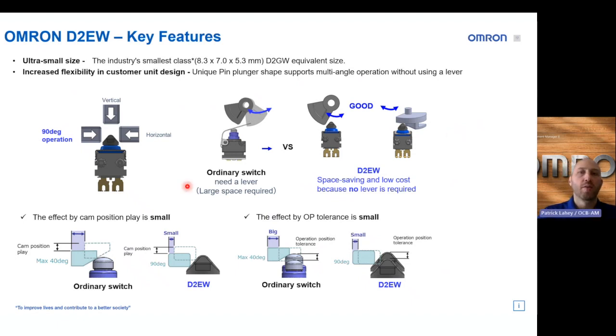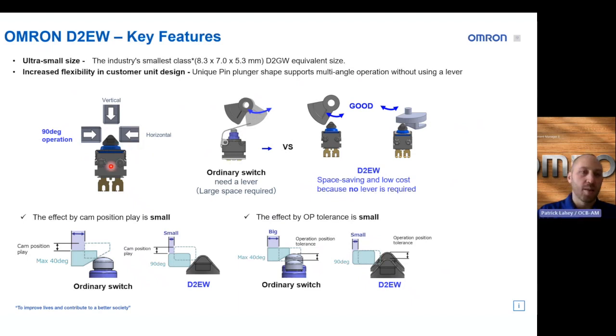So the first one is the multi-angle operation. A lot of the time what you find with traditional snap action switches is that they can't be operated from a horizontal direction; it can only be vertical. That is in nature due to a lot of the pin plungers on the market. That is your normal pin plunger right there that needs to have a vertical actuation. With this new pin plunger, which comes to a point, you can go horizontal or vertical, in any direction. And that pin plunger, once it hits with the shaft, will just go down and actuate.